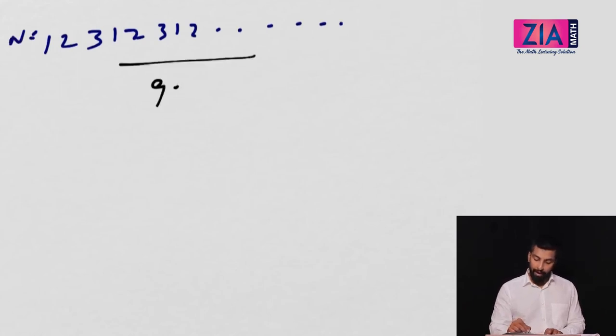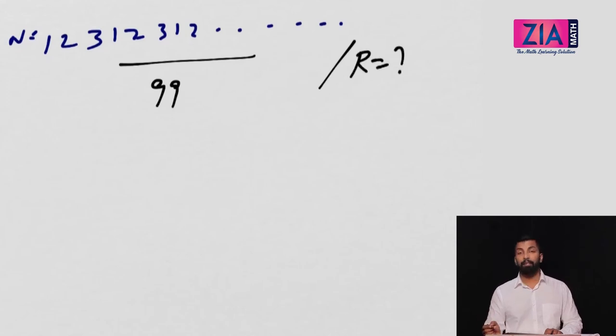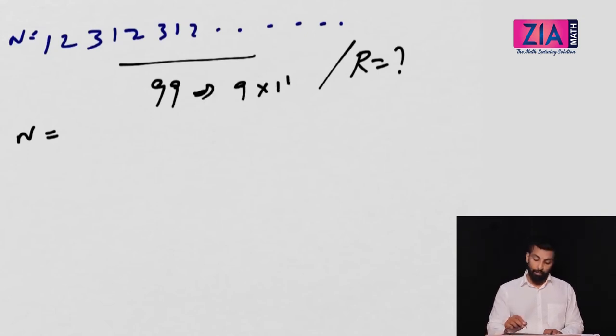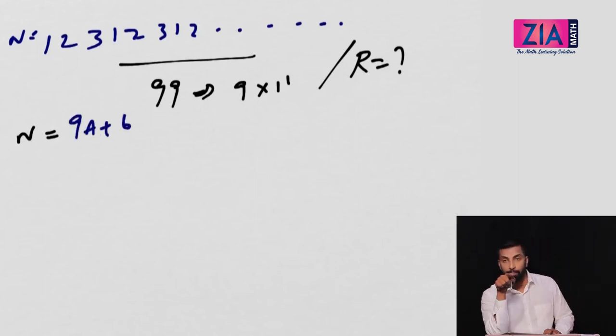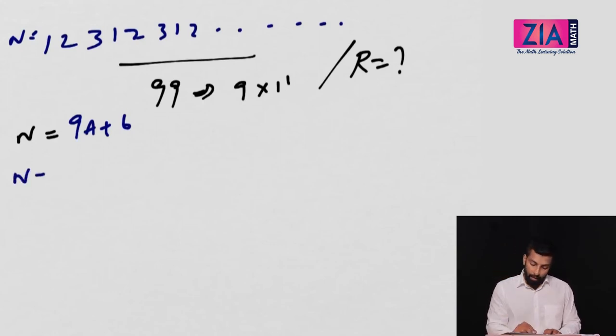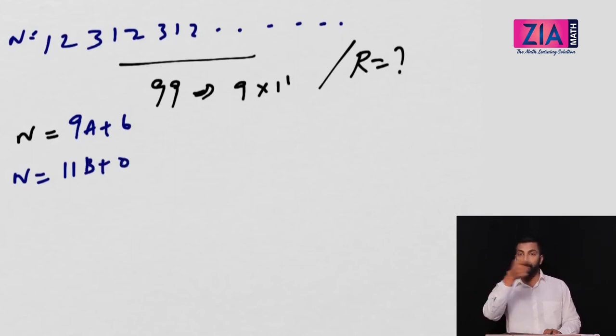So what we did, we have a series 1, 2, 3, 1, 2, 3, 1, 2, 3, etc. That is n. And you need to divide by 99 and see what the remainder is. So what I did, I wrote this number in terms of 9 and 11 because I factorized 99 as 9 and 11. So how will I write it in terms of 9 and 11? 9a plus 6, because when you divide that number by 9, 6 is the remainder. You know the divisibility of 9, you can do it faster. That number I can also write in terms of 11: 11b plus 0. Because when you divide that number by 11, you get 0. You know the divisibility of 11.